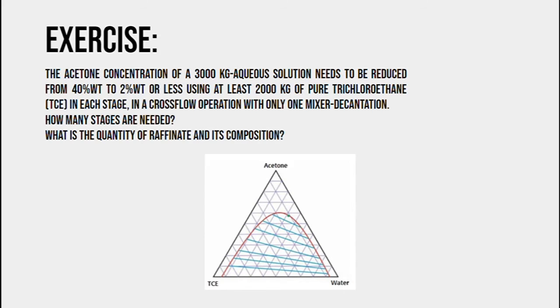Here is shown an example to illustrate better the usage of the method. The acetone concentration of a 3000 kilogram aqueous solution needs to be reduced from 40% weight to 2% weight or less, using at least 2000 kilograms of pure trichloroethene (TCE) in each stage, in a cross-flow operation with only one mixer decantation. So, how many stages are needed? What is the quantity of raffinate and its composition?